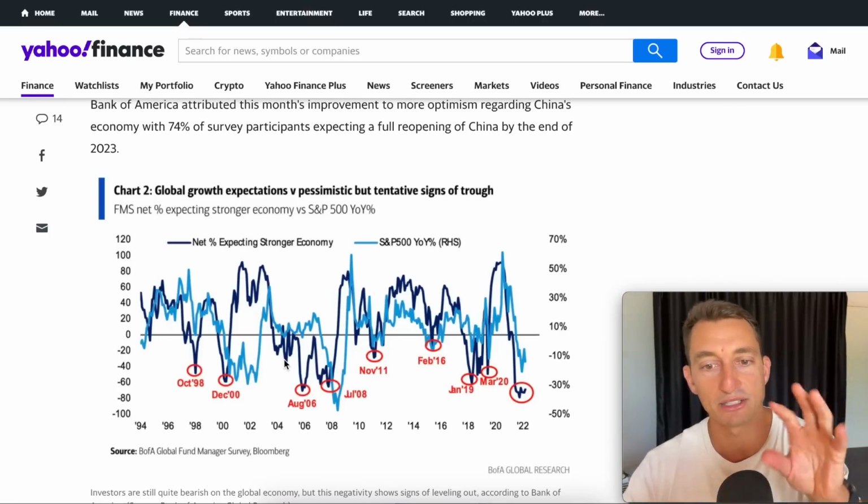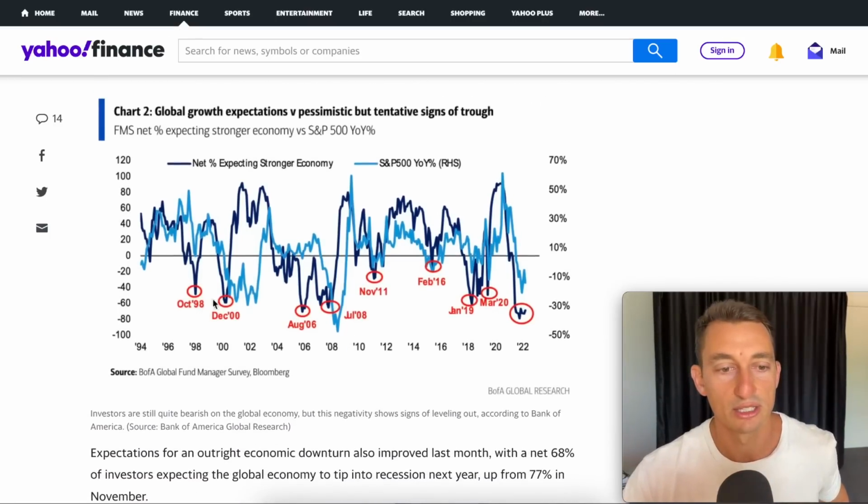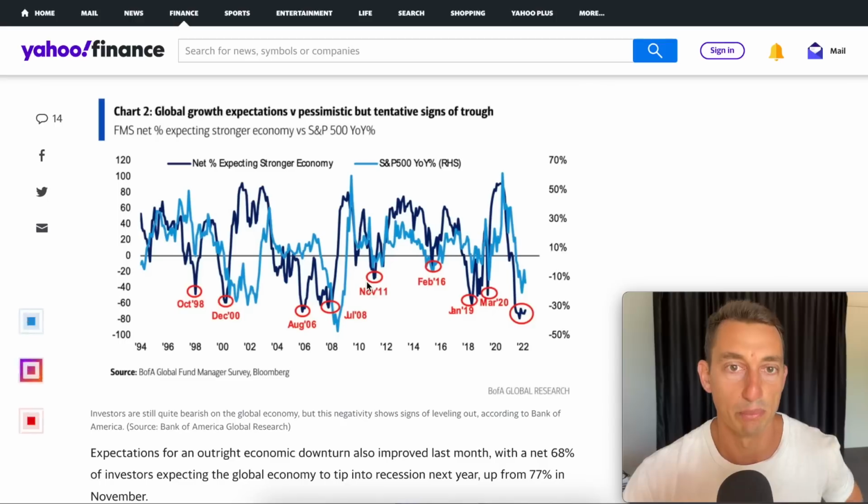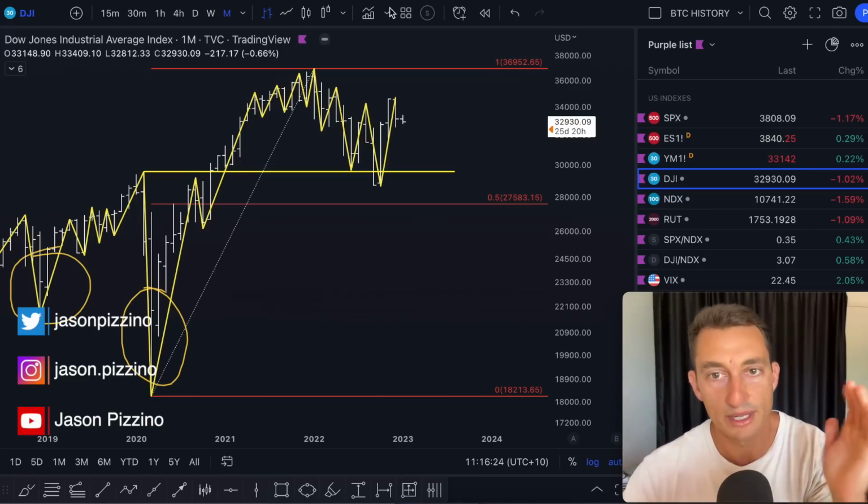So this is going to be the main chart that we're going to look at in today's video, looking at many of these cases where we've seen max pain from fund managers getting it wrong at the bottoms of markets. We've got a lot to get through, so let's not waste any time.